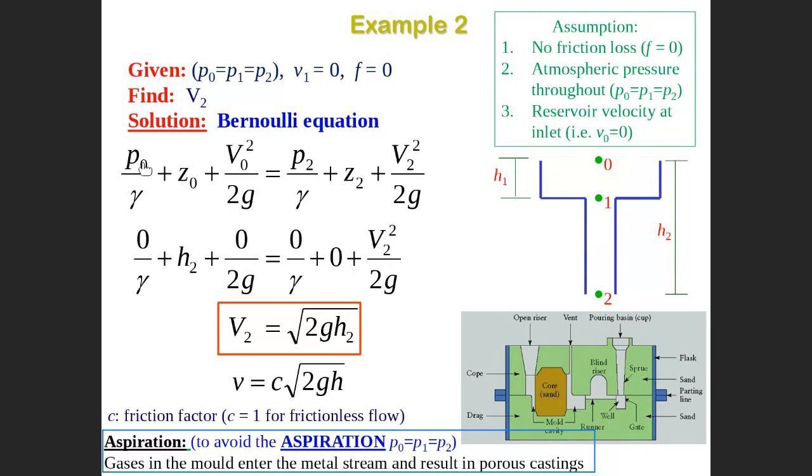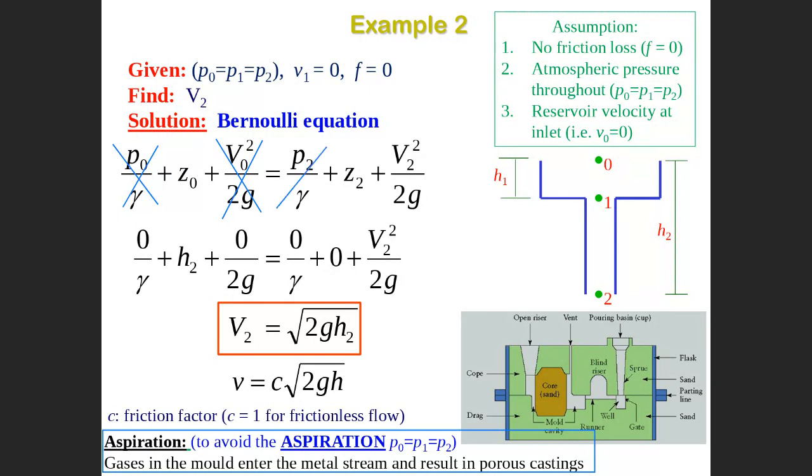Then you can see that P0 divided by gamma plus Z0 plus V0 squared divided by 2g equals P2, the pressure here, divided by gamma plus Z2 plus V2 squared divided by 2g. We apply it between 2 points, between 0 and 2. Pressure at 0 is 0, the atmospheric pressure. Velocity at 0 we consider as 0, because yes, there is a velocity but very slow, so we consider it 0 for simplicity of the calculation.